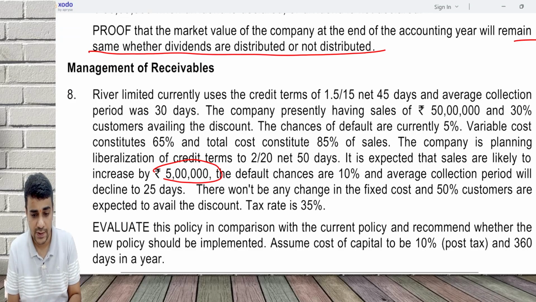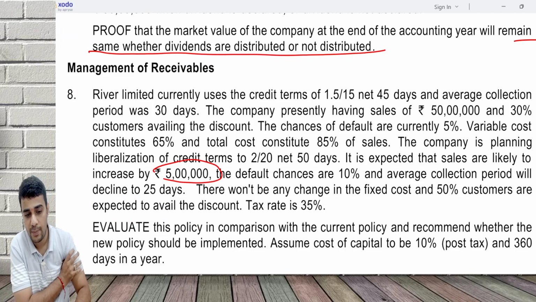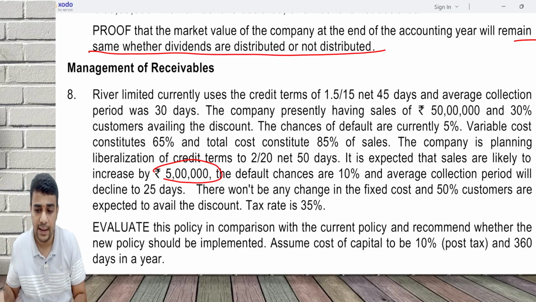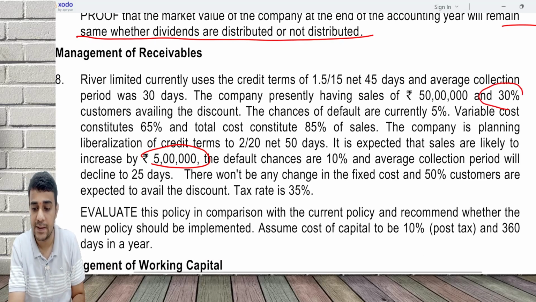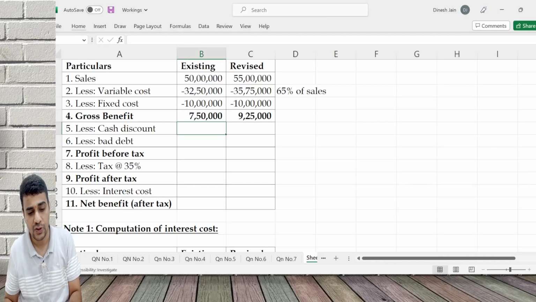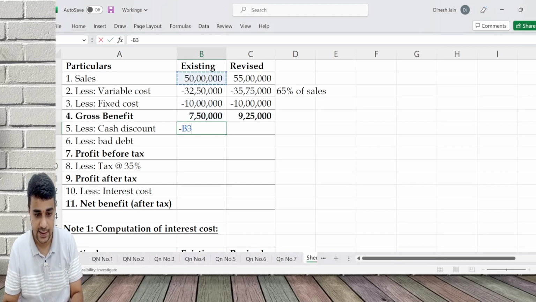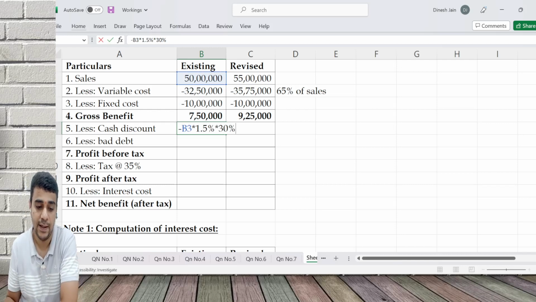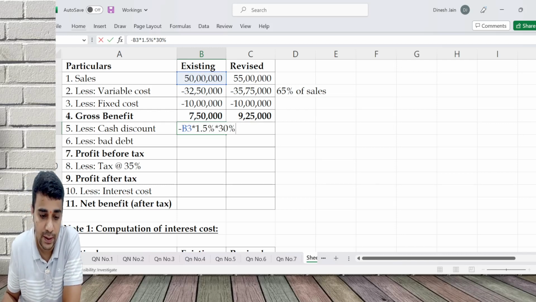Cash discount is as of now 1.5% on my sales, but only 30% of people take the discount. As of now, it is sales into 1.5% into 30%.